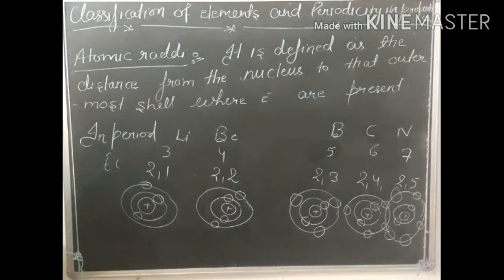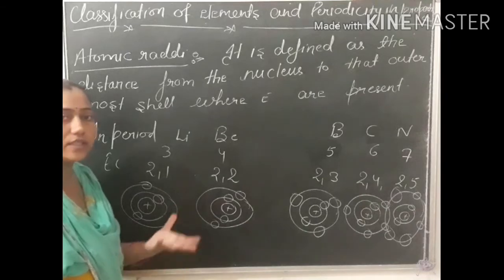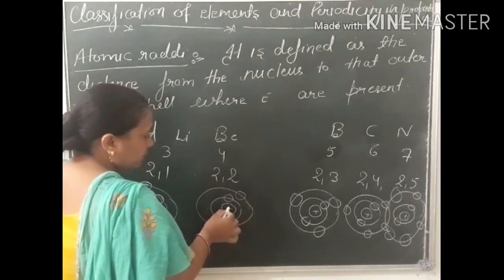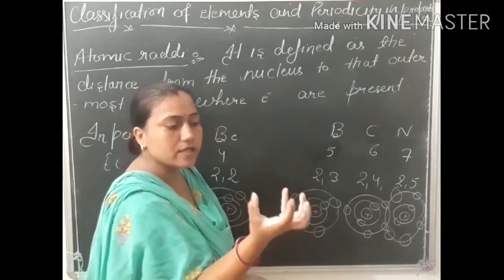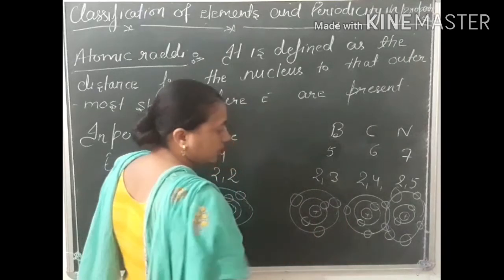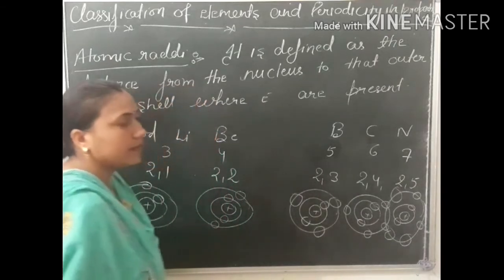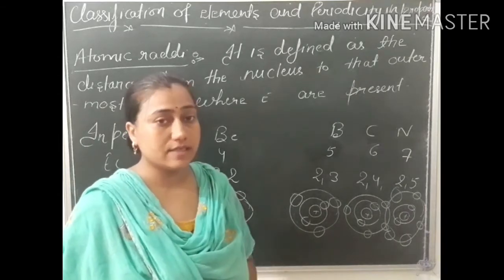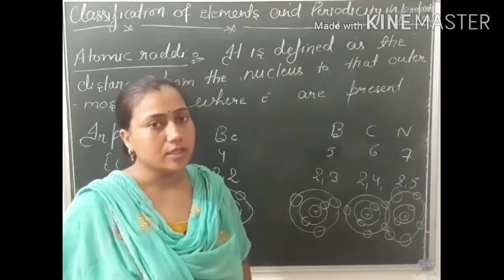Now we can say that the electrons are added in the same subshell. Due to this, the nuclear charge is increased and the size of the atom is decreased. When the electrons are added in the same subshell, the size of the atom will contract and the atomic radius will decrease due to the increased nuclear charge. So we can say that in periods the atomic radii decrease due to the increase in nuclear charge, because the electrons are added in the same subshell.